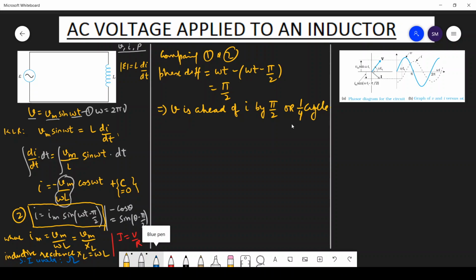So this is 1 by 4th of the cycle. Good. So we have found the phase difference between V and I. This can be clearly seen in this phasor diagram.